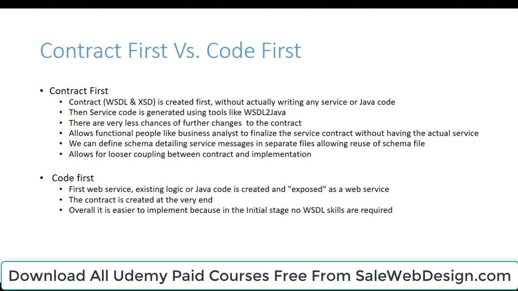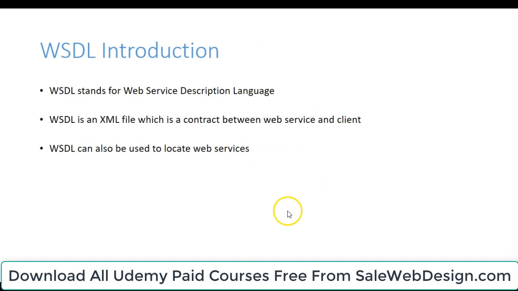Now let me help you develop a good understanding on WSDL. So WSDL is an acronym for Web Services Description Language. As mentioned, it is an XML file that describes a web service to someone who wants to understand how to integrate with the web service. So WSDL is also sort of a contract between web service and client. WSDL is also used to locate web services.